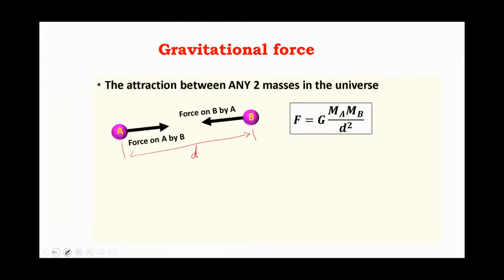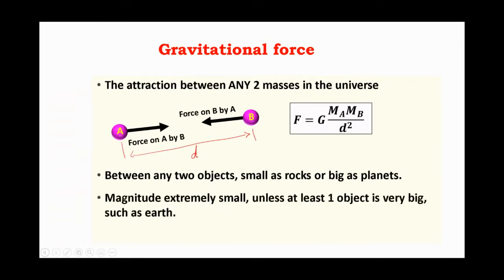So what's the gravitational force? It's the attraction between any 2 masses in the universe. Any 2 masses, like 2 small stones, 2 rocks, 2 mountains, 2 planets, whatever these masses are, small or big. So any 2 masses, they have an attraction between each other. This attraction we call it gravitational force, قوة التجاذب.